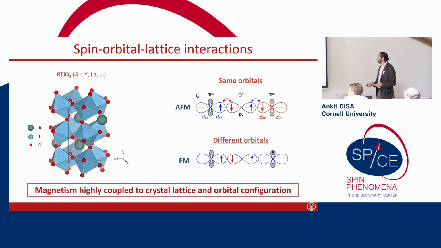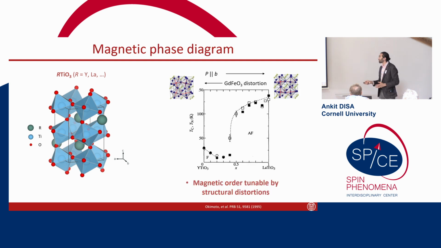And so what you end up with is a situation where the magnetism is highly coupled to the orbital configuration, which is in turn dictated by the crystal structure. So you can end up with an antiferromagnetic phase or ferromagnetic phase depending on the exact nature of the crystal distortions. And this is shown very nicely in this phase diagram where here you have yttrium, here you have lanthanum.